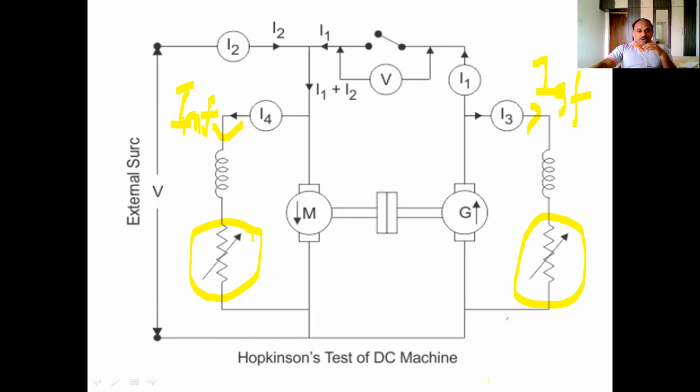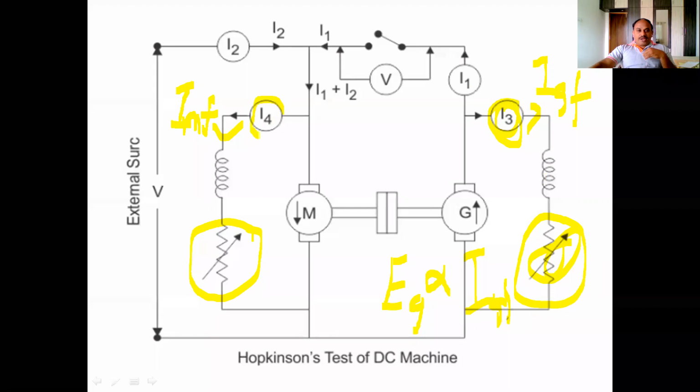If you vary the motor field rheostat, this field current varies. If you vary the generator field rheostat, this field current varies. So the generated EMF Eg is proportional to IF, that is IGF. This IGF is equal to I3. This IGF is measured by this ammeter. This ammeter measures current through the field winding of the generator.